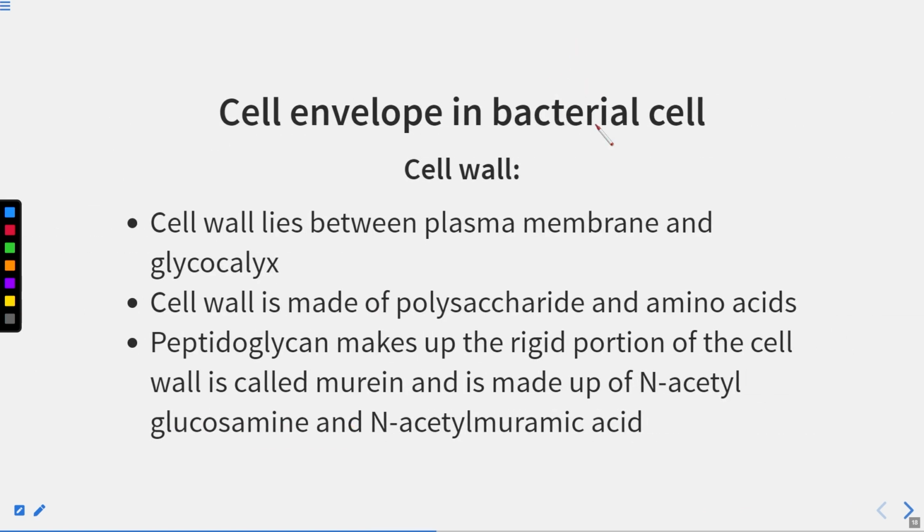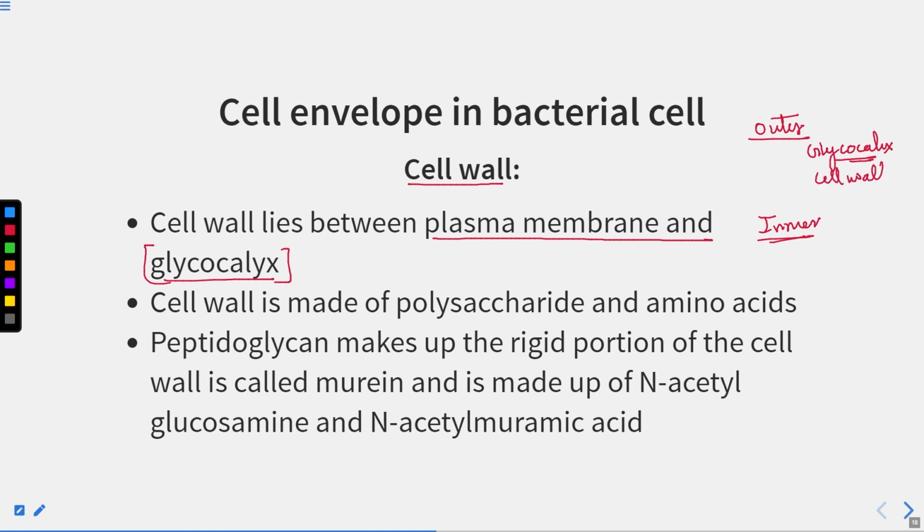Cell envelope in a bacterial cell: that is the cell wall. The cell wall lies between the plasma membrane and the glycocalyx, right? The outermost is the glycocalyx, and the innermost, if we move from the outer to the inner side, you must remember, outer and inner. Outer is the glycocalyx, then comes the cell wall, and then comes the plasma membrane or the cellular membrane, right?